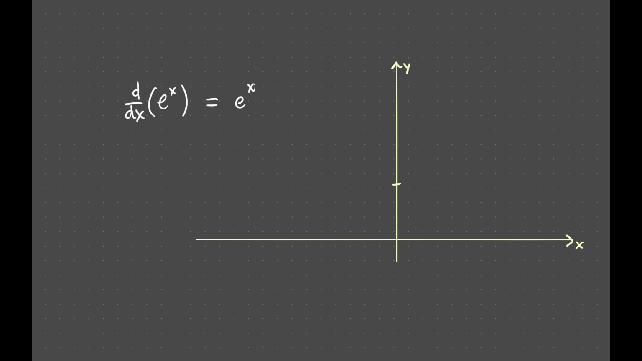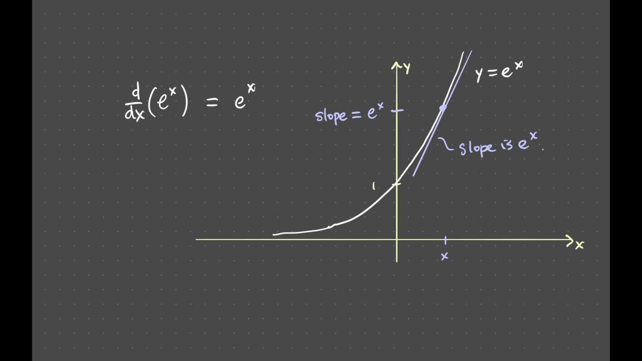Visually, this can be interpreted as saying that the slope of the curve y equals e to the x is equal to its value at every point. In other words, if we move x units to the right and consider the corresponding point along the curve, then the slope at this point is the same as the y value at this point. Both are equal to e to the x.